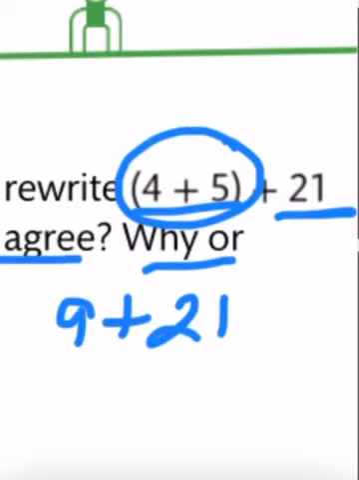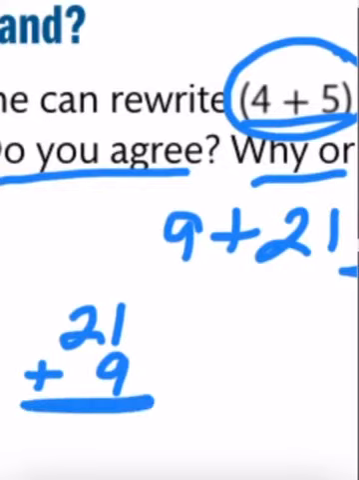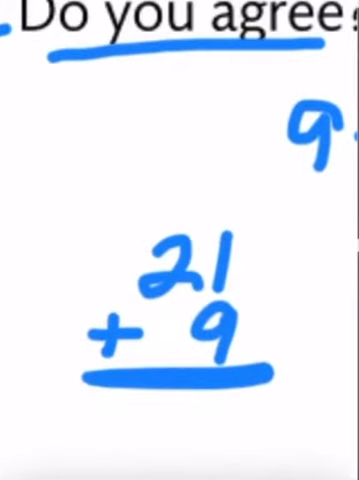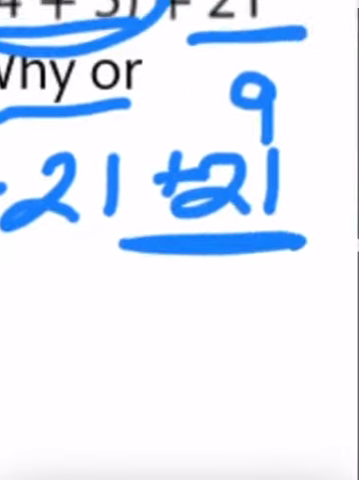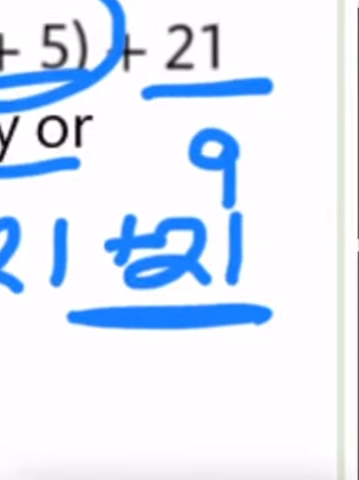When we write that, we can write it either 9 plus 21, or I could write it as 21 plus 9 because the commutative property tells me I can write it either way. I like to put the bigger number on top. I think it's just easier for me to work it that way. I think it looks a little strange when I write the small number on the top. But we can do either one.